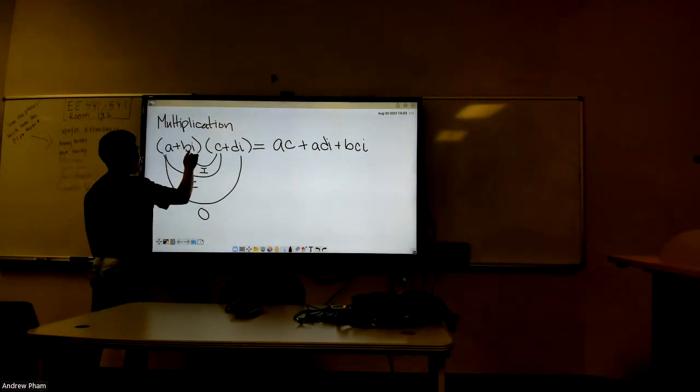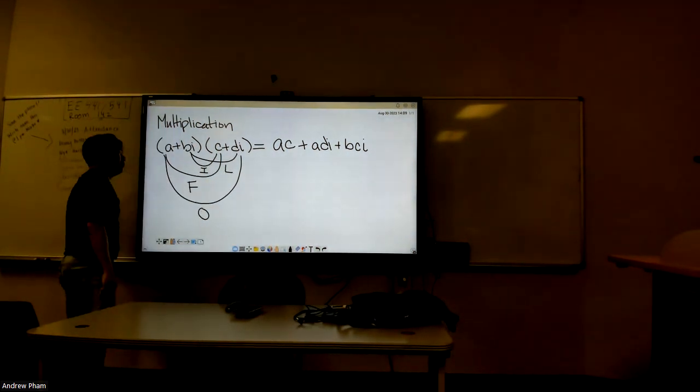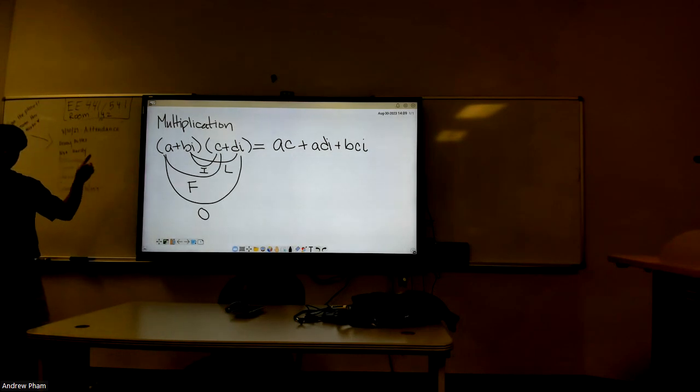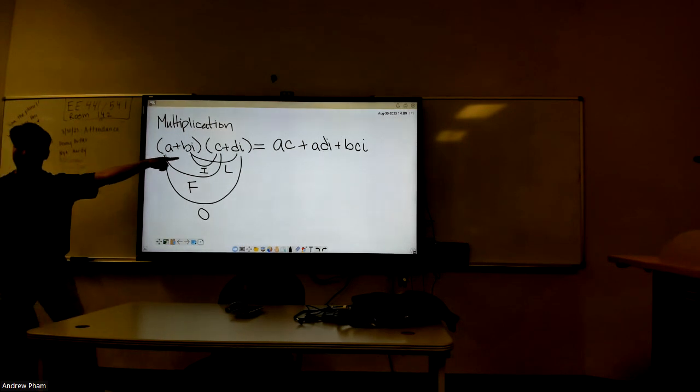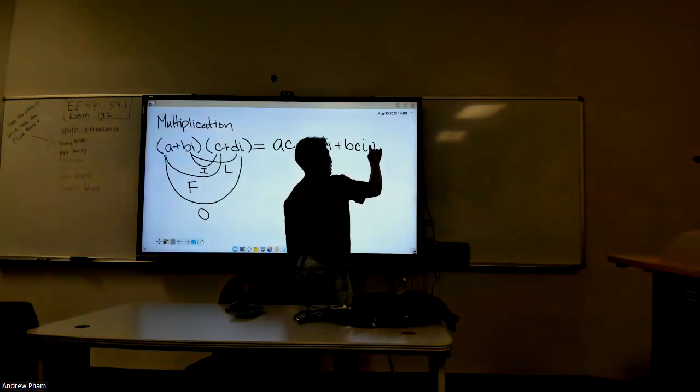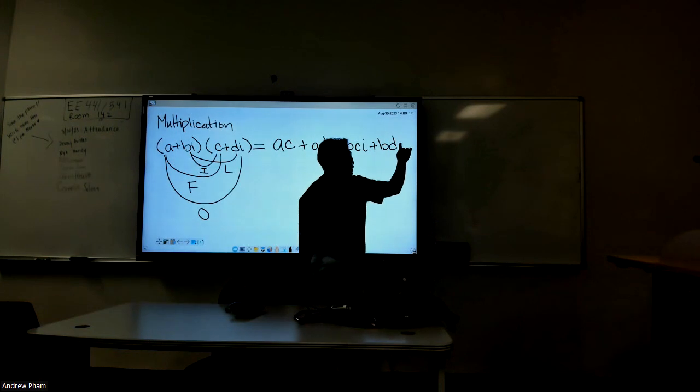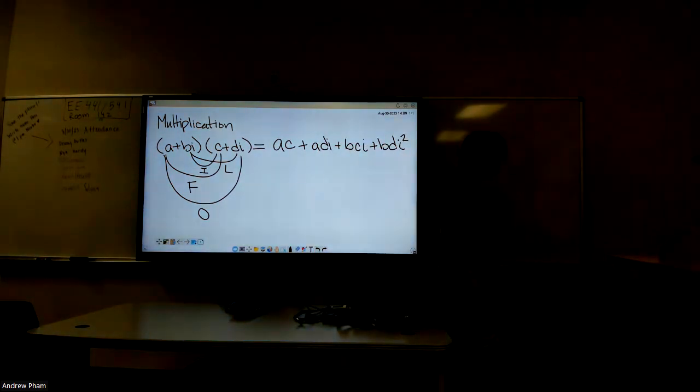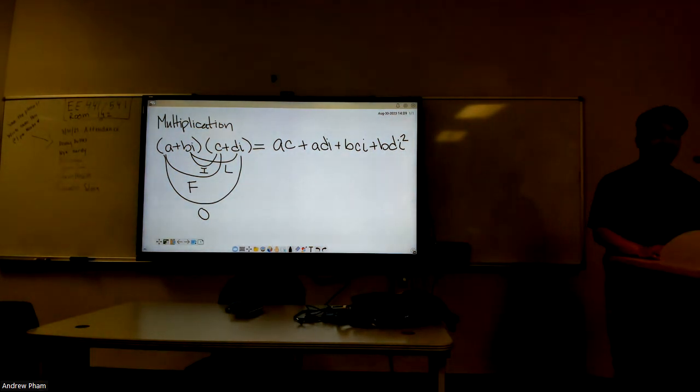And then I need L for last. So this one's the one that's slightly different. I have bi times di. Whenever I multiply them together, I get plus b times d, so bd. What's i times i? Yeah, i squared. So this is me just doing my FOIL work.